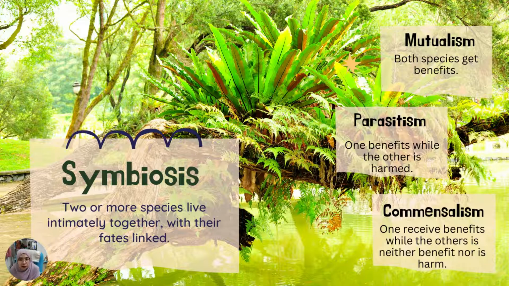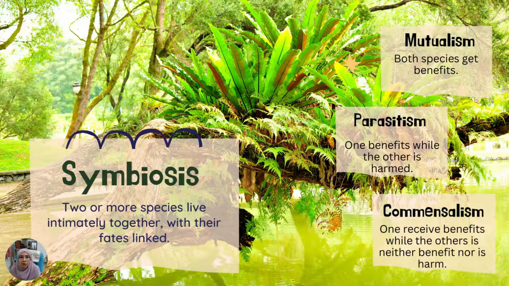Symbiosis is a relationship of two or more species living intimately together with their fate linked. There are three types of symbiosis. Mutualism is the interaction of two species in a way that benefits both. For example, honeybees may feed on the male's flower nectar, picking up pollen in the process, and then pollinate the female flowers when it feeds on them.